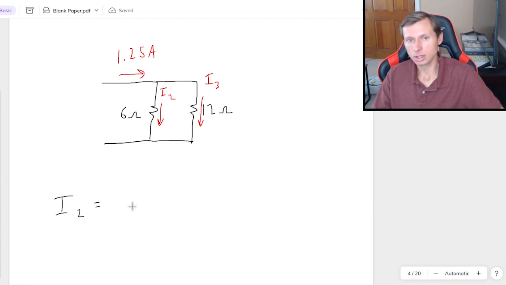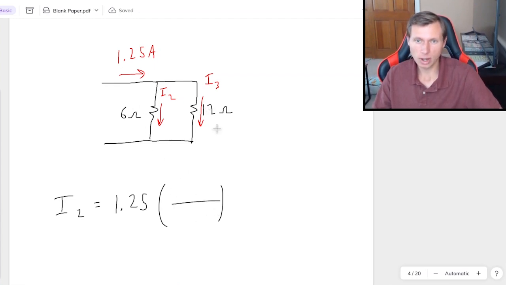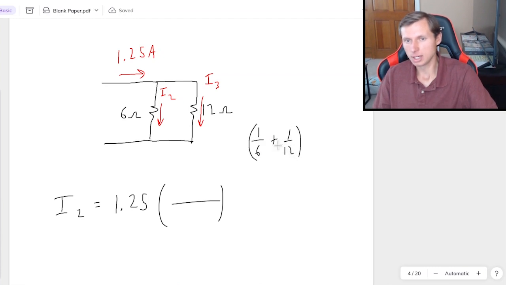I2 is going to equal the total current, 1.25, times the quantity: total resistance, that's the resistance of 6 and 12. Not the other resistor, not the 4 ohm, because that's not in parallel. I'm only counting these 2 in parallel, which is the same 1 over 6 plus 1 over 12 to the negative first power we did earlier, which is 4 ohms.